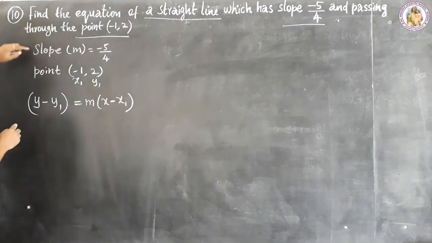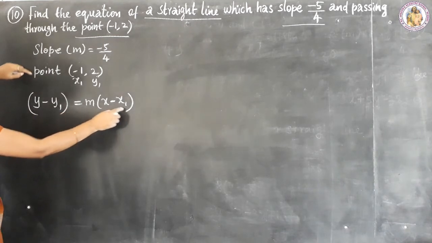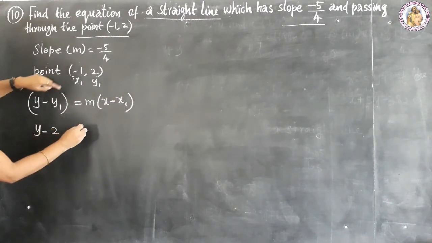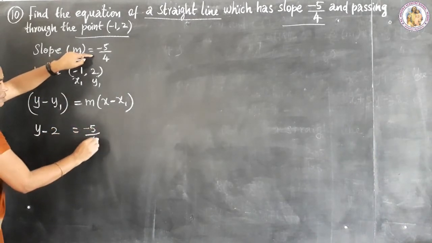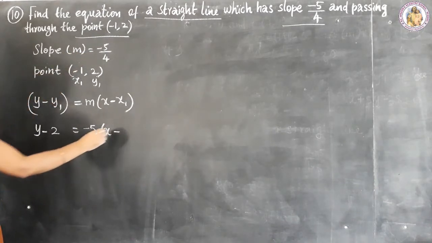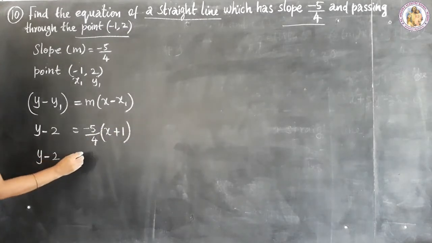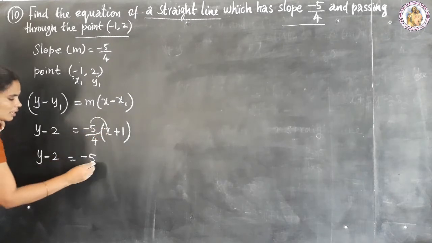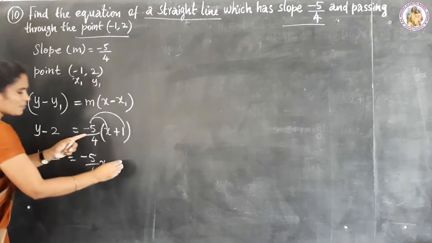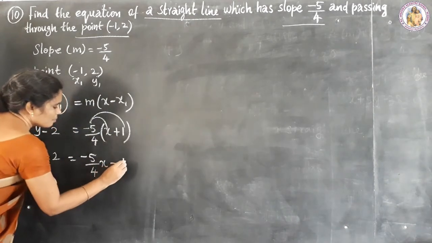So to find the equation when a point and slope are given, y minus y1 is equal to m(x minus x1). So y minus 2 is equal to minus 5/4 times (x minus x1). Minus x1 becomes plus 1. Now y minus 2 is equal to minus 5/4 x plus 1 into minus 5/4. So plus into minus is minus 5/4.